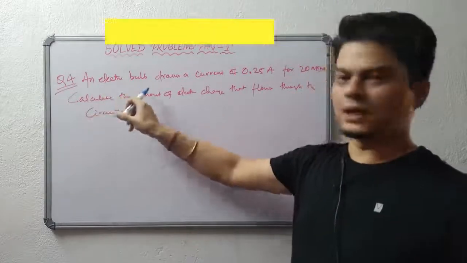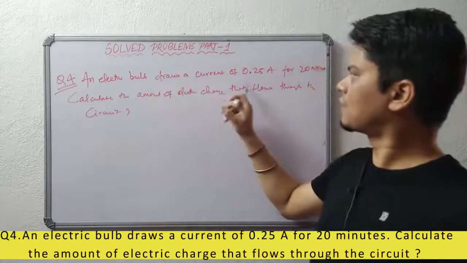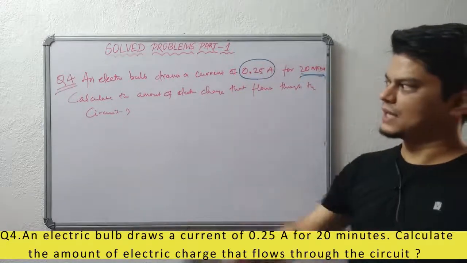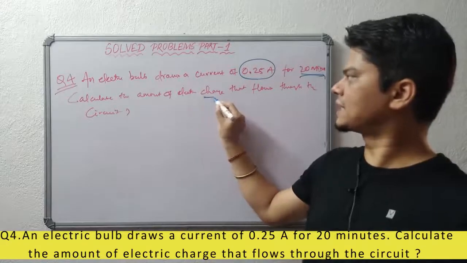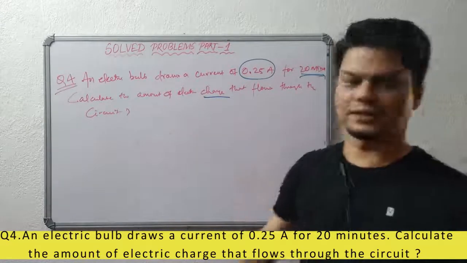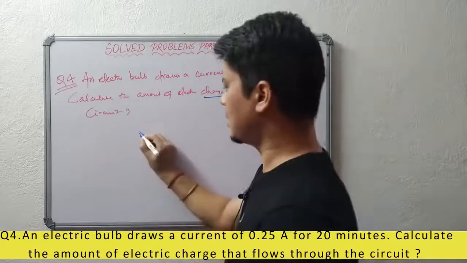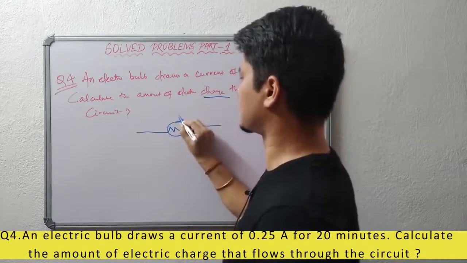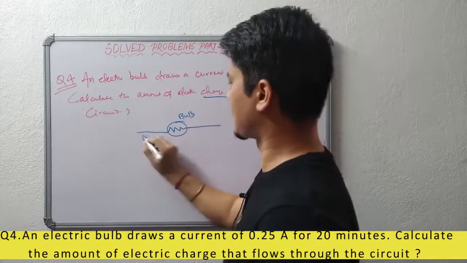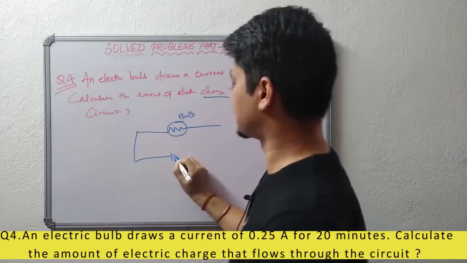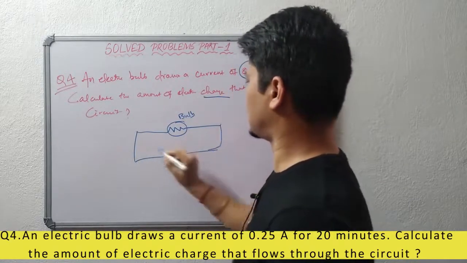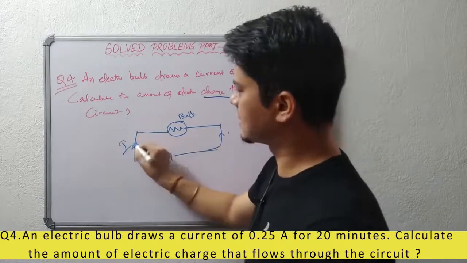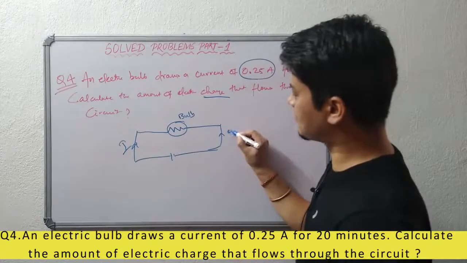An electric bulb draws a current of 0.25 ampere for 20 minutes. Calculate the amount of electric charge that flows through it. That means we have an electric circuit. Suppose this is a bulb. This is the electric circuit. That means the charges are flowing this way. This is the direction of current.